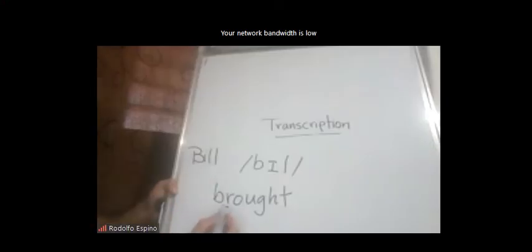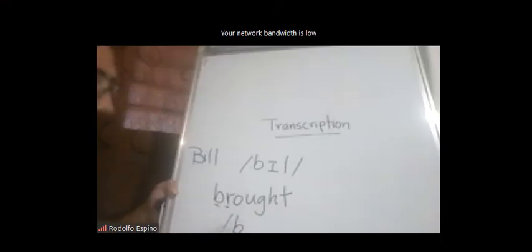So there is an R here. The first sound that you hear, let's start over here: do you hear the B, brought? Yes. So you hear the B, so you transcribe the B, brought. Do you hear the R?